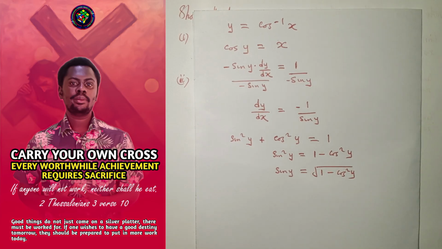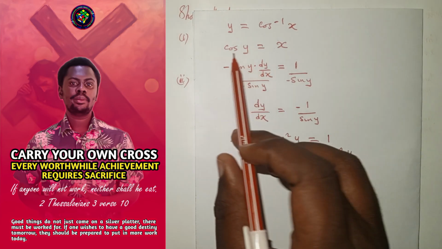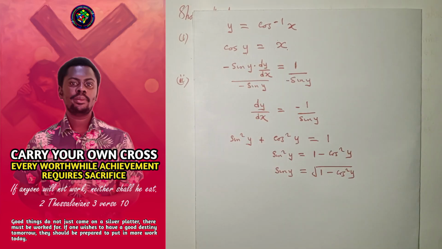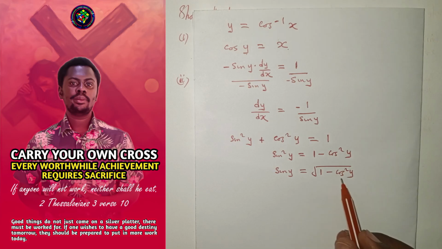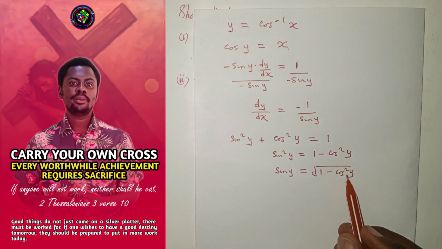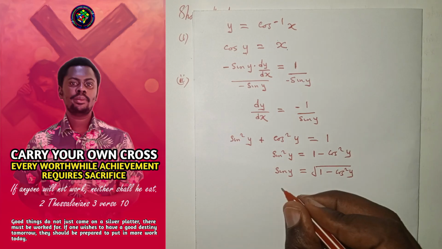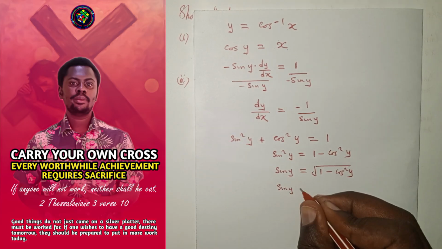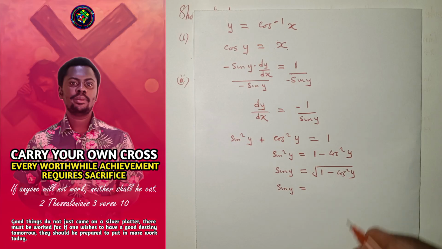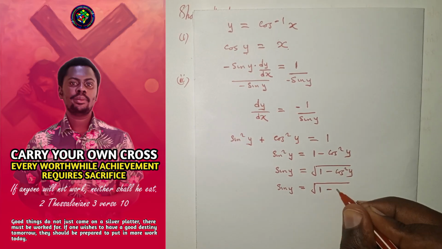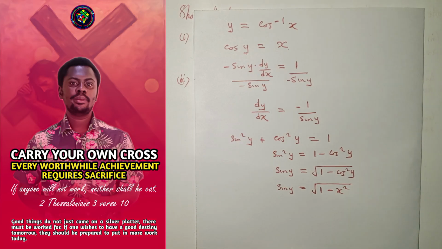Okay, and we know that cos y is equal to x. So where there is a cos, we'll just put x. So here cos squared y becomes x squared. So we have sine y is equal to the square root of 1 minus x squared.